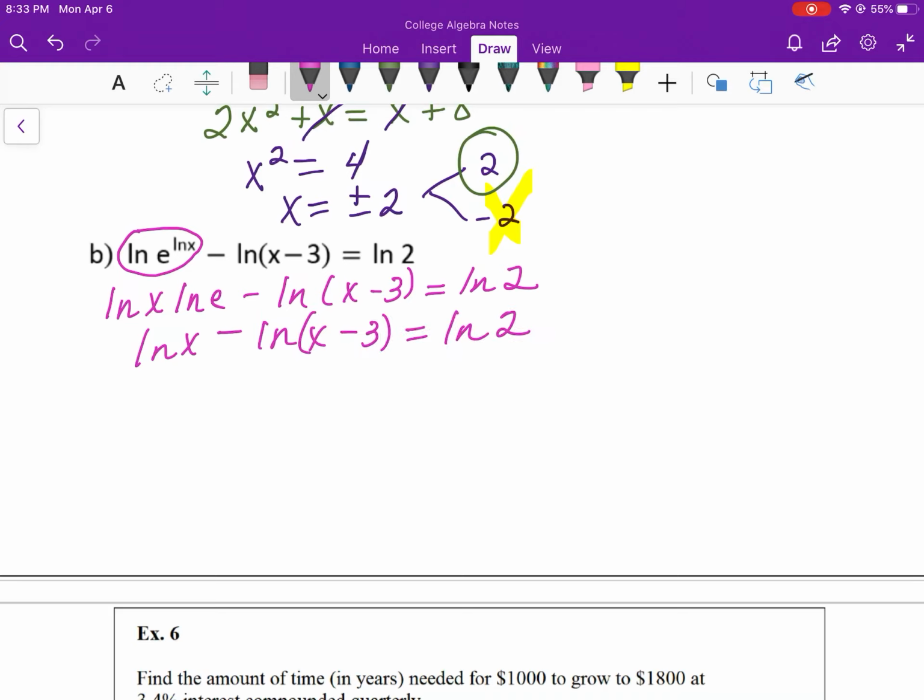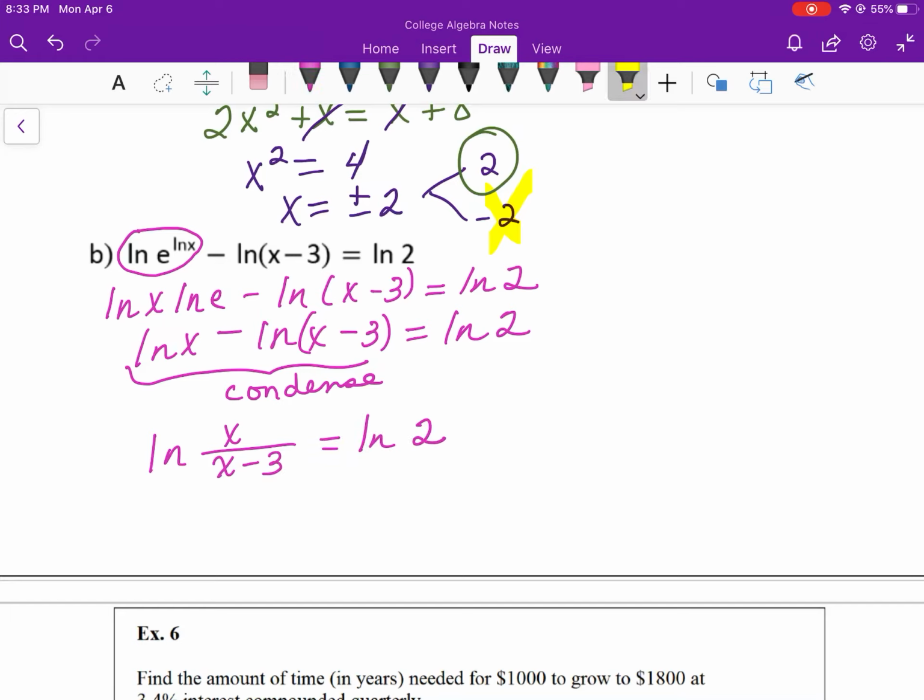And this is another problem where you have a lot of logarithms. So you want to condense these into one first. And when we're subtracting, that's when our arguments get divided. Now you'll notice you have natural log on each side. So I'm going to drop the logs and multiply each side by x minus 3.